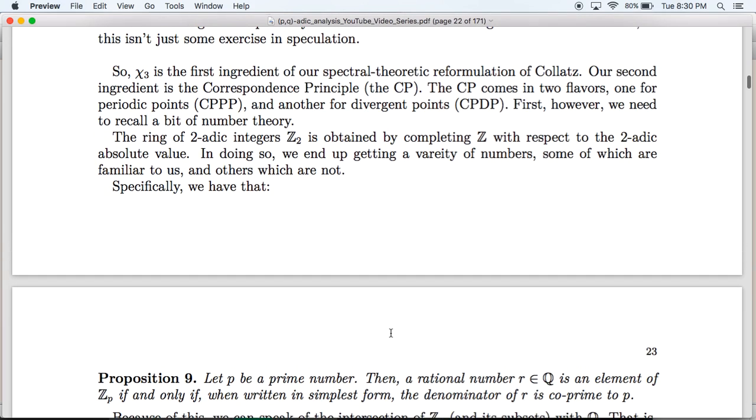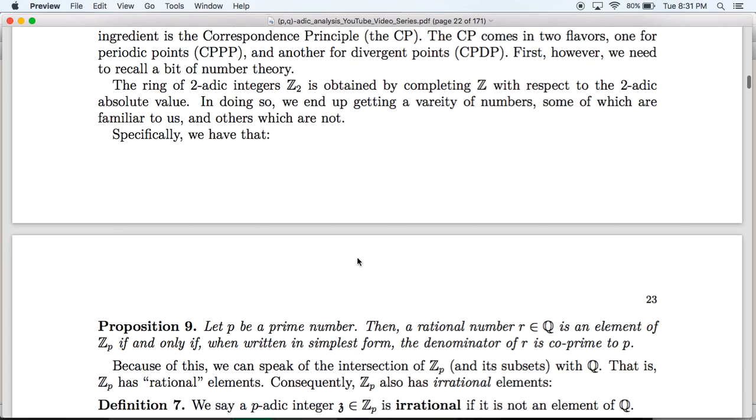Now, just before we continue to the next ingredient in my reformulation, I need to go over a bit of number theory. So recall that the ring of 2-adic integers, Z_2, is obtained by completing Z with respect to the 2-adic absolute value. In doing so, we end up with a variety of new numbers, some of which will be familiar to us, and others which are not. In particular, we have the following fact.